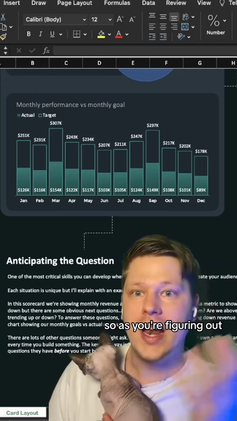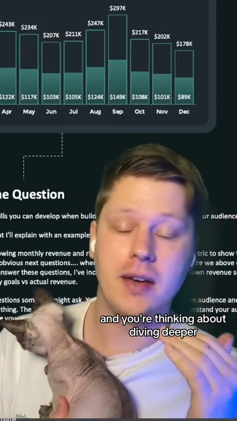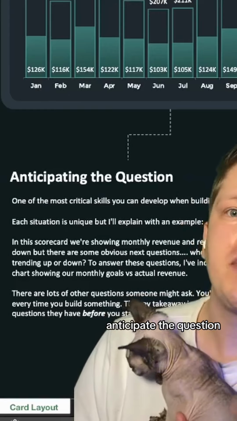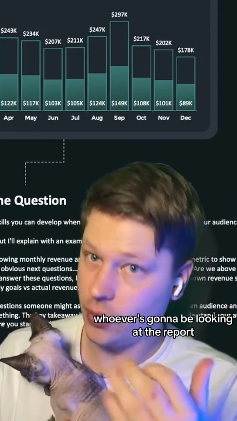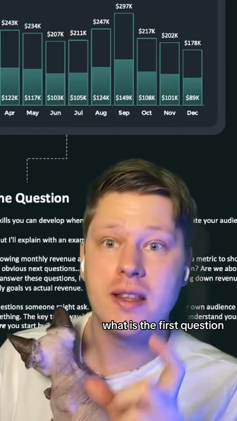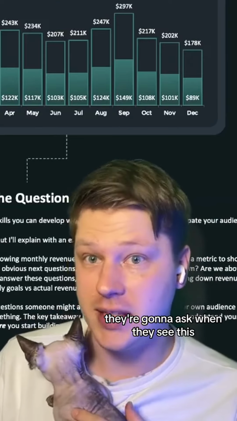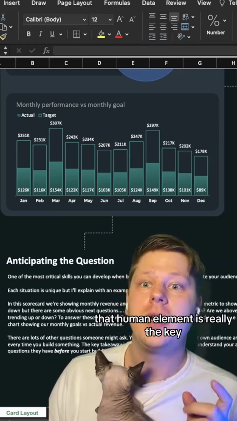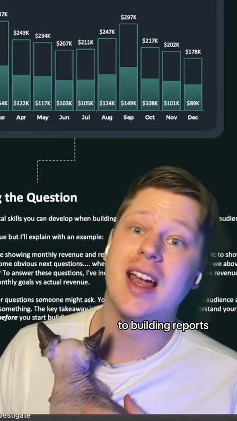So as you're figuring out what else to put on the page and you're thinking about diving deeper, what I tell people is anticipate the question. Get to know your audience, whoever's going to be looking at the report, and try to look at it from their perspective and say, what is the first question they're going to ask when they see this? Understand their needs and talk to them. That human element is really the key to building reports that actually get used.